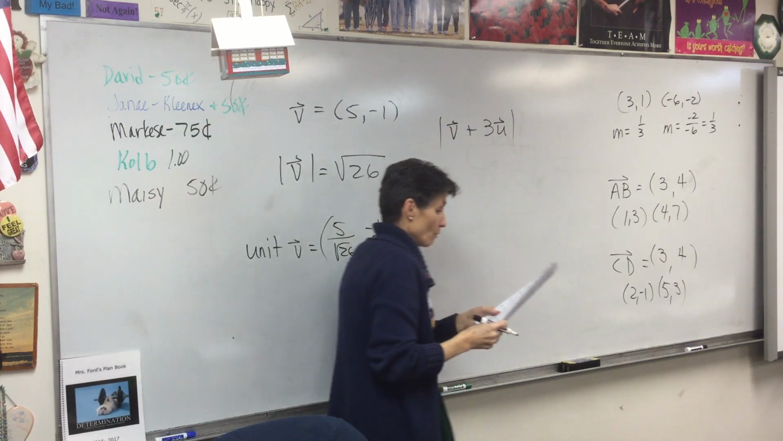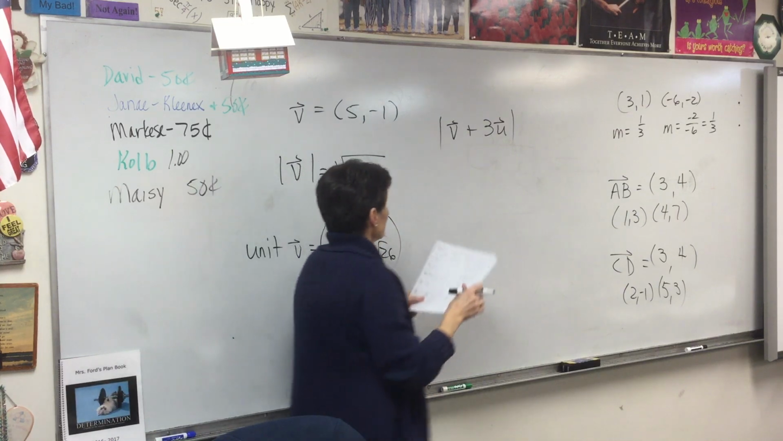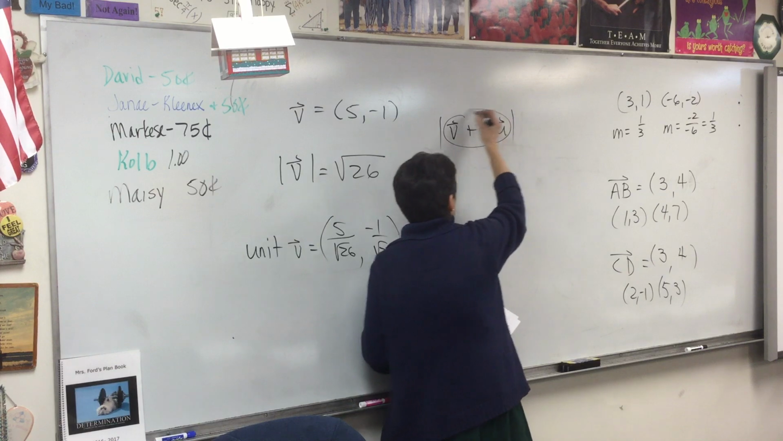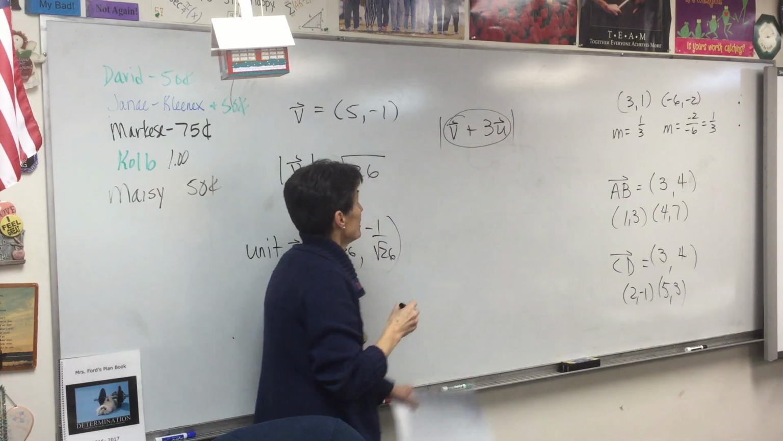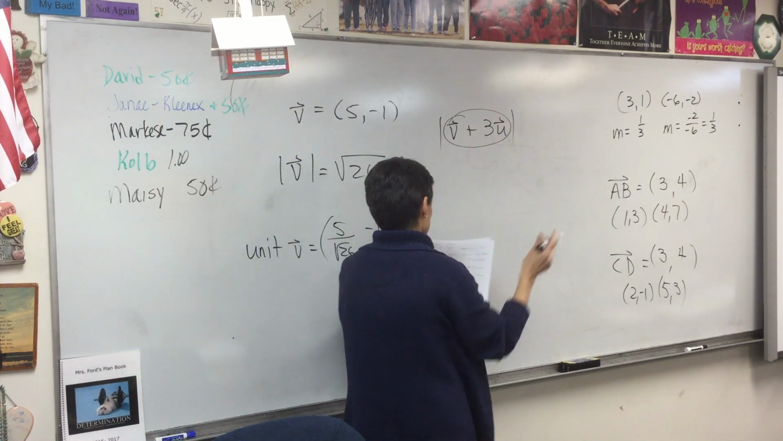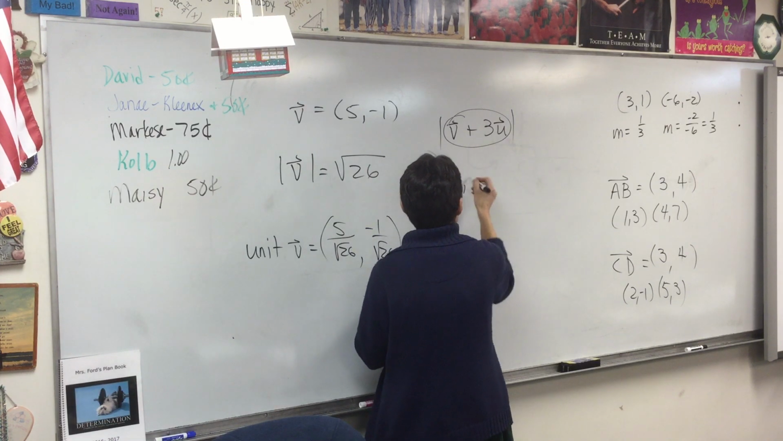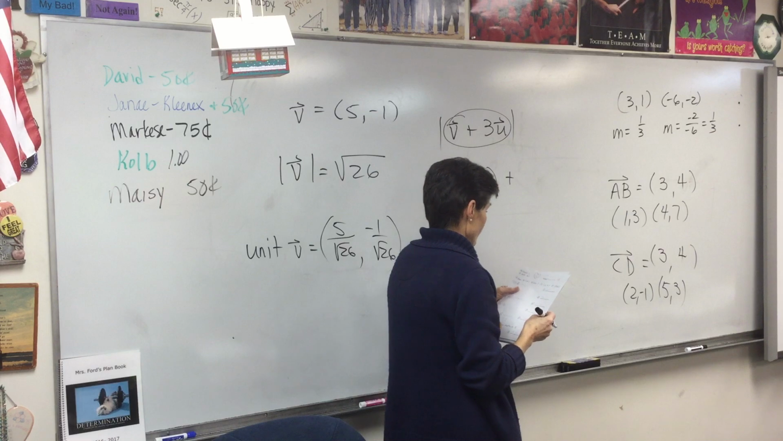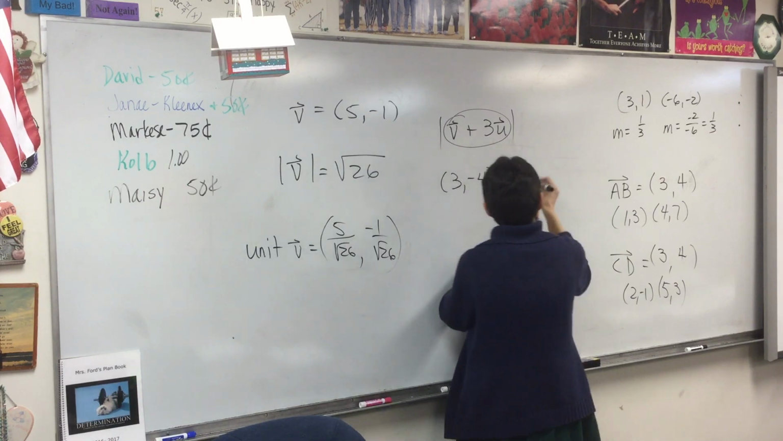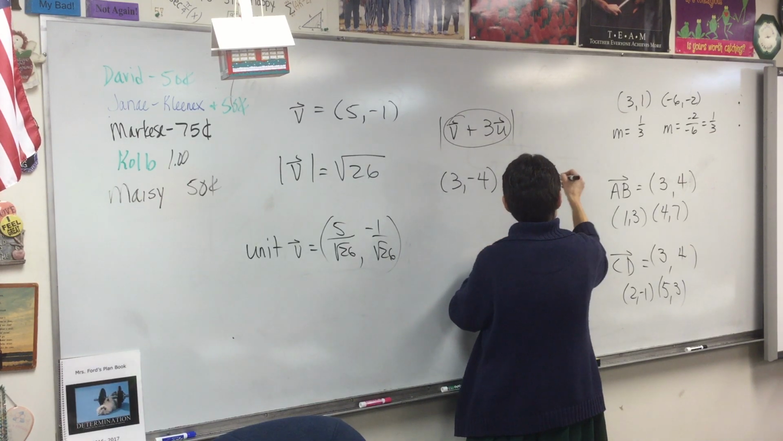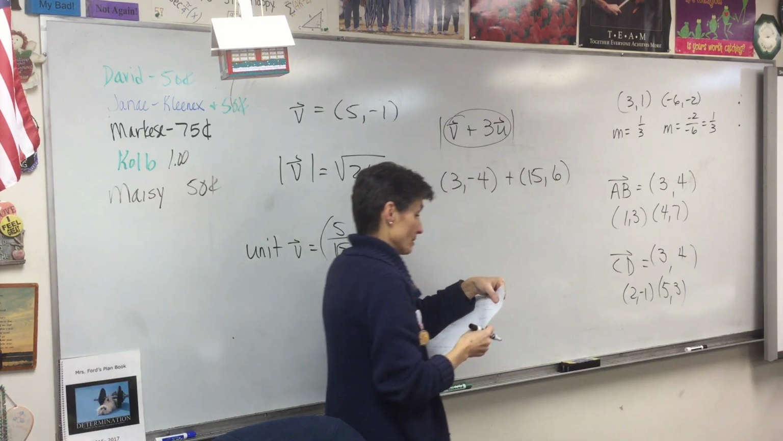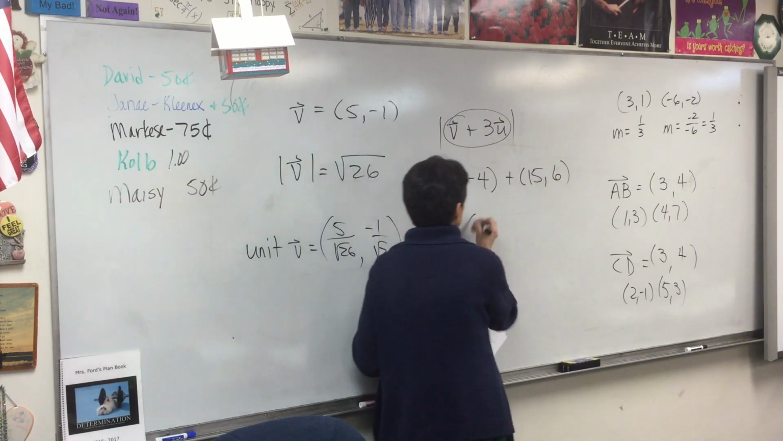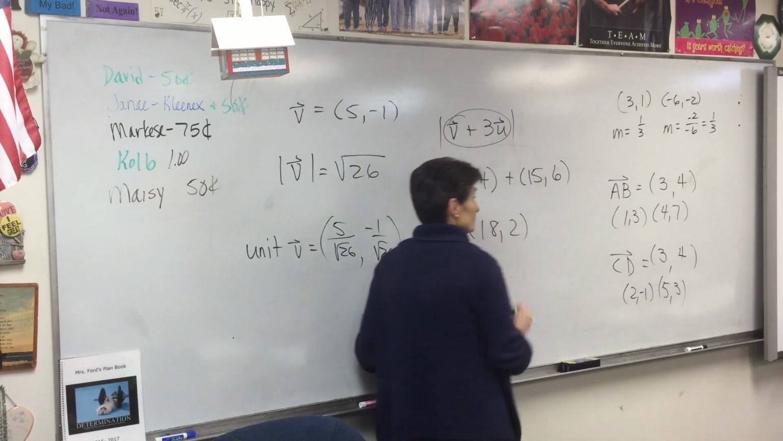Okay? So V plus 3U. Again, we're inside and have to do all that first. So V was 3, negative 4. And 3U was 15, 6. Now we're going to add those, Bailey, so we're going to get 18, 2.